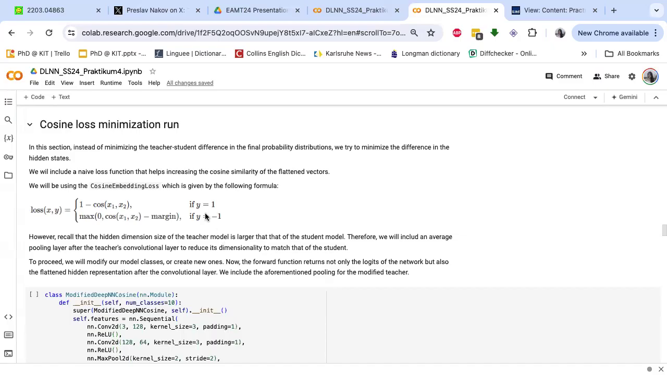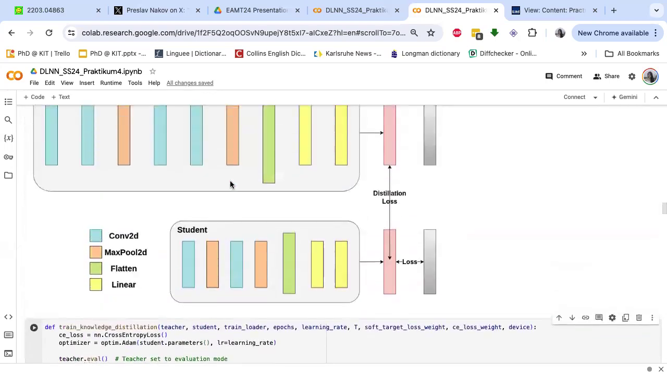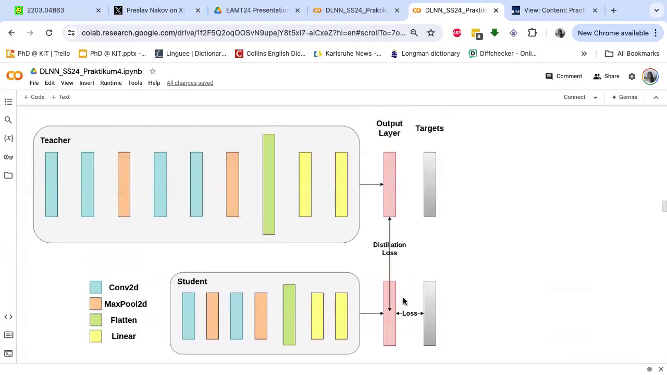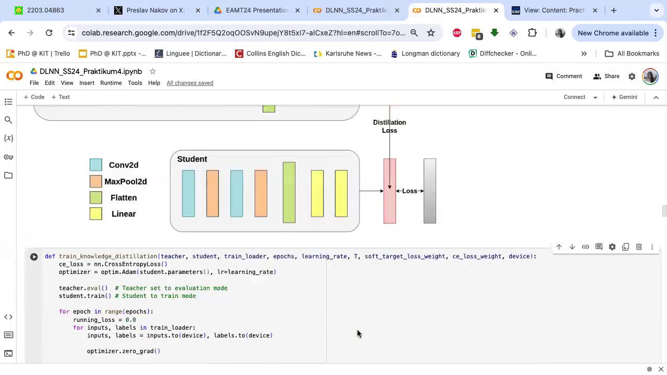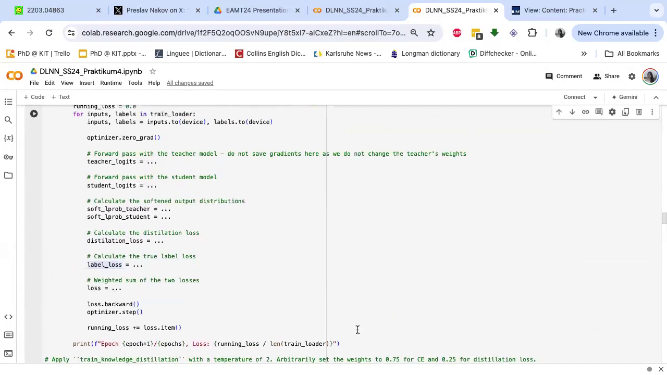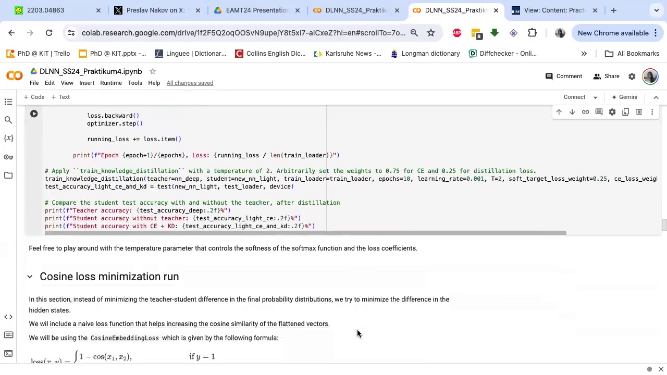So we will come to the next part, called the cosine loss minimization run. So yes, in this section, instead of minimizing the difference in the final output distribution by the two models, as in the output of these two final layers, we will instead try to minimize the difference between the hidden states of the student and the teacher, and try to see if this would help us gain more knowledge from the teacher to train the student.